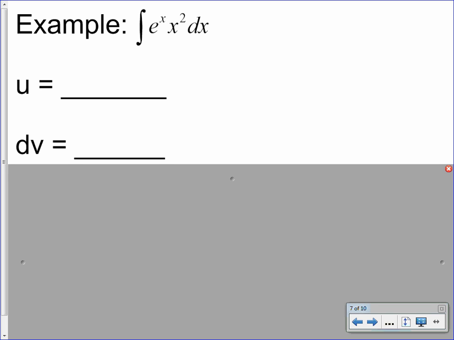So let's look at this example. What would be u? x. Ready? dv? Okay, you want to pick the easiest thing to integrate here. Alright, so now this is going to equal, oh, sorry. What's u?